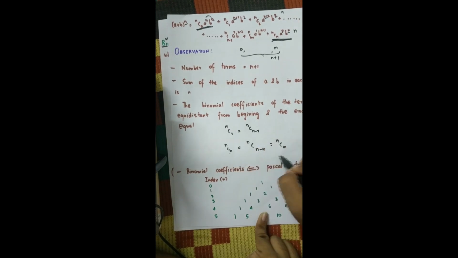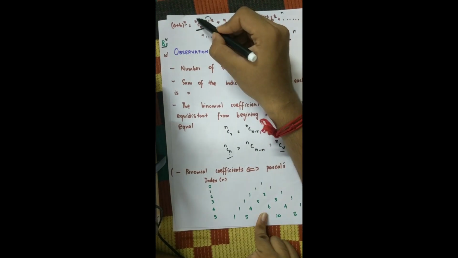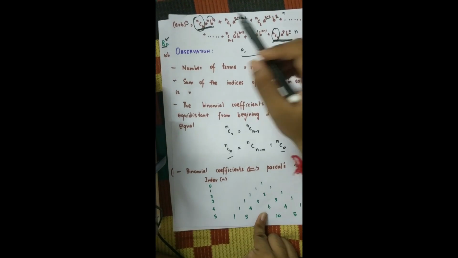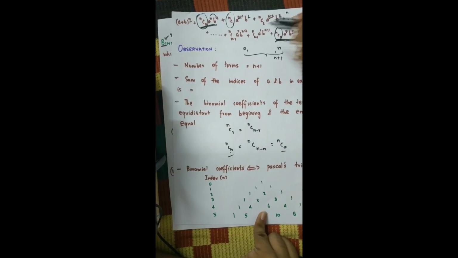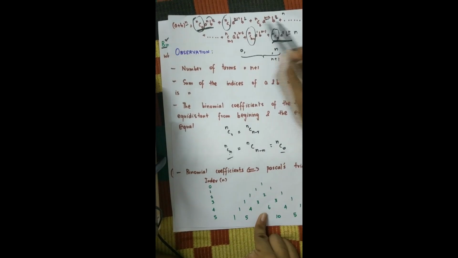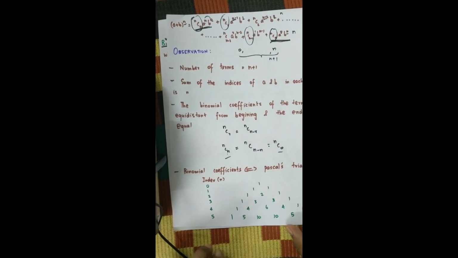So now nCn is equal to nC0. Right, so nC0 and nCn are going to be equal. So this is what we observe. Similarly for nC1 and nCn minus 1, and it goes on for every other coefficient.